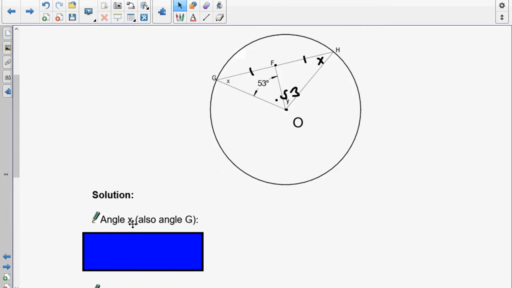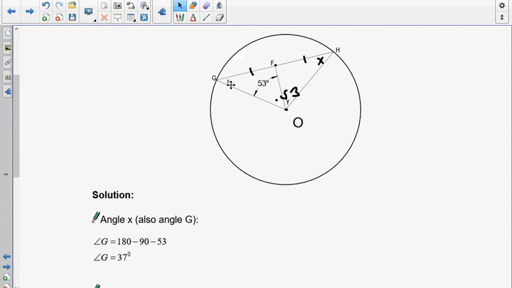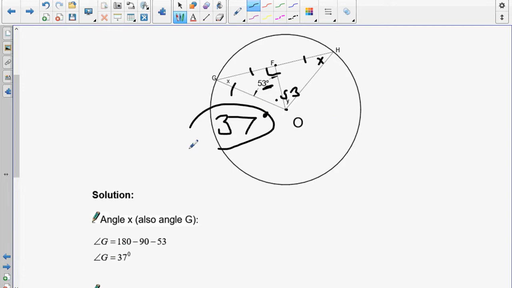So the angle x, which is over here at G, is going to be 180 degrees. Remember this is a perpendicular bisector, so we know that's 90 degrees. 180, take away the 90, and take away the 53, which we were just given, means that x is 37 degrees. Now, if this is 37, that is also 37.